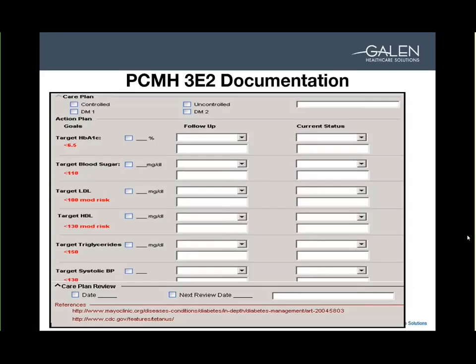So here's an example of a report. Documentation for 3E2, showing you that I'm capturing the documentation of the care plan. I'm giving you the reference. In this screenshot, we're going to say diabetes is what we're doing. And here are my references, here's my clinical decision support. My evidence base is based off of Mayo Clinic and the CDC. My providers know that this is the recommendation, right?